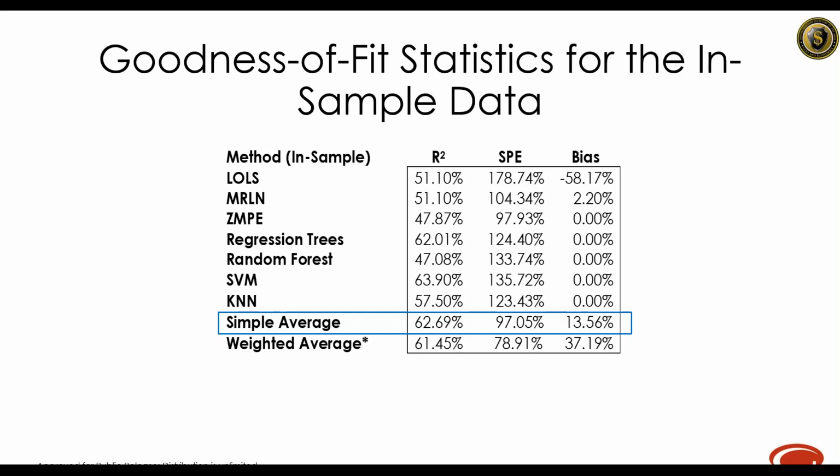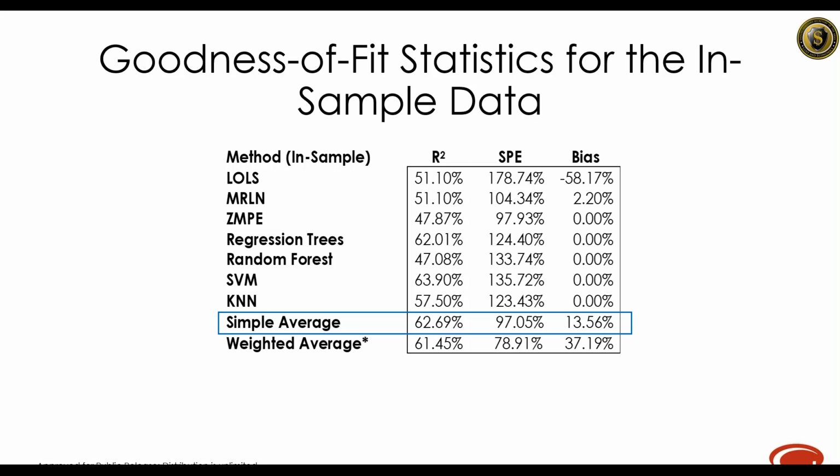So here are our results. You see that we have our R-squared, our SPE, and our bias for each of the methods, and then also keep going down to your simple average and your weighted average. And so for the in-sample data, the best single SPE belongs to Zimpi, followed by Merlin. So if you can track that. Among the single models, the support vector machine has the highest R-squared, and then Merlin follows close behind.